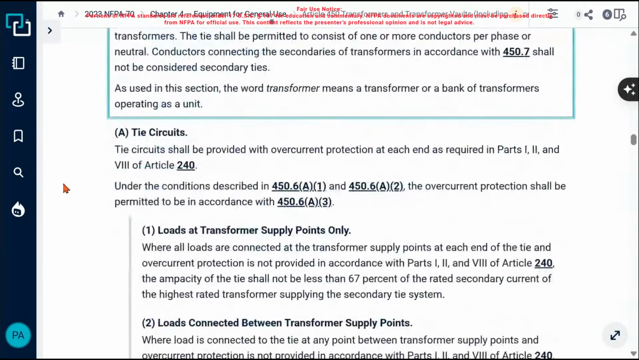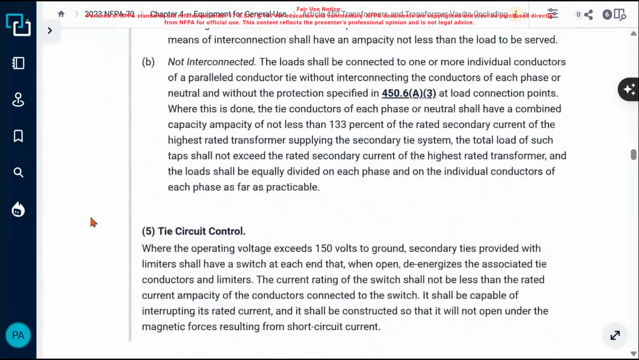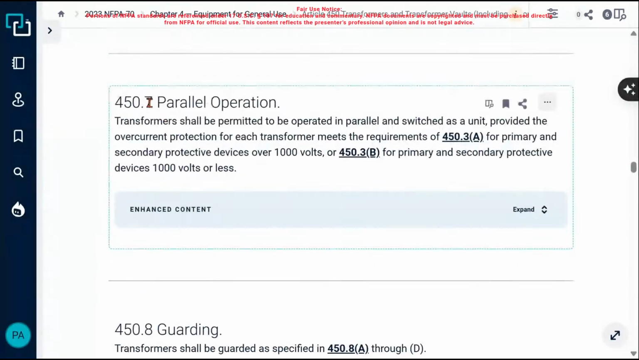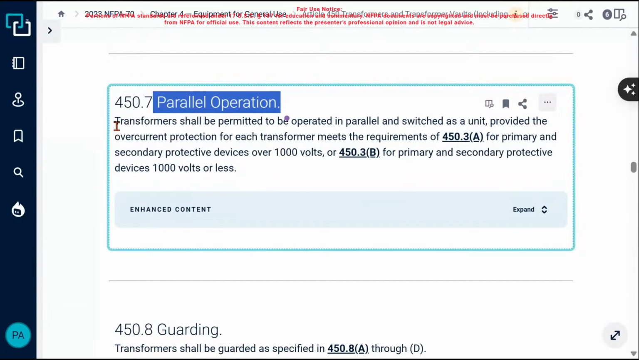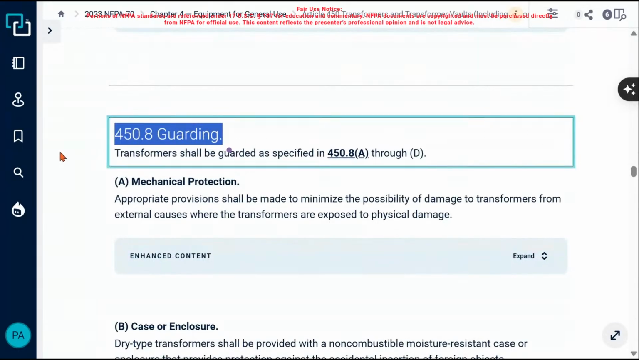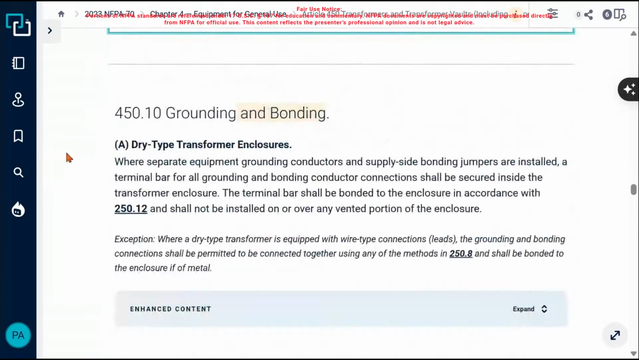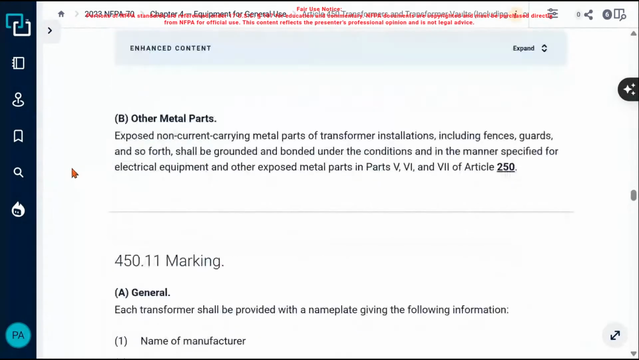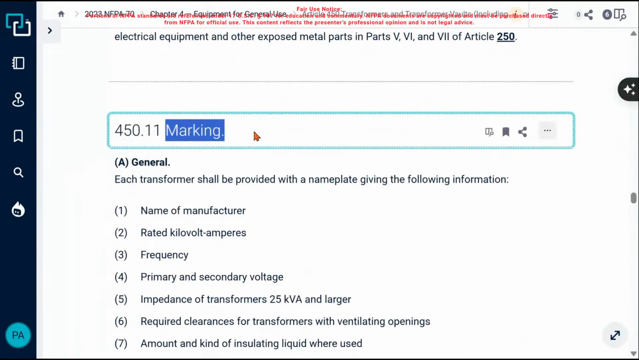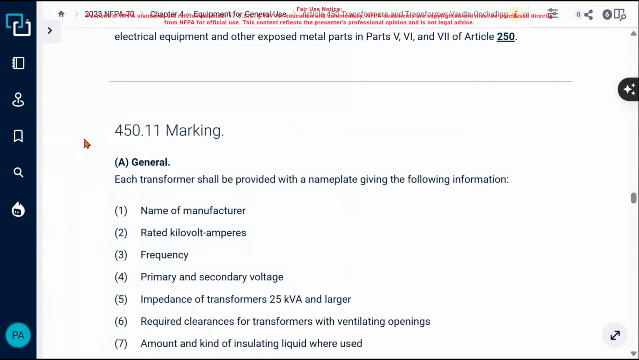Not talking about secondary ties. Parallel operations, not what we're talking about. Let's keep on going. Guarding, we're not talking about that. Ventilation, it's not germane to the question. Grounding and bonding is not part of this. Boom, markings immediately. And it was correct, 450.11. But that's how you bold scan.